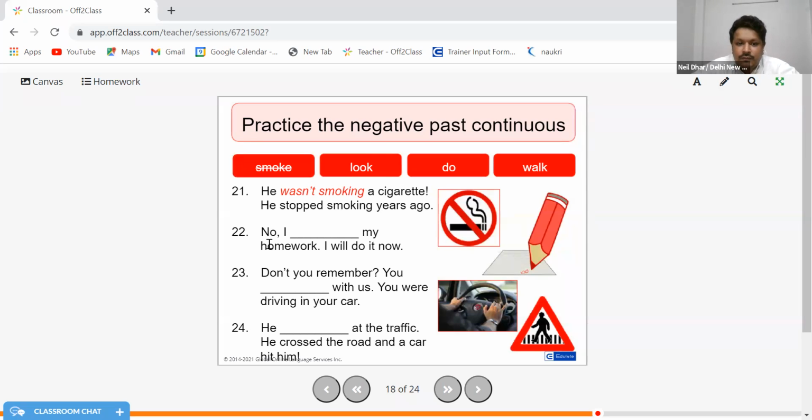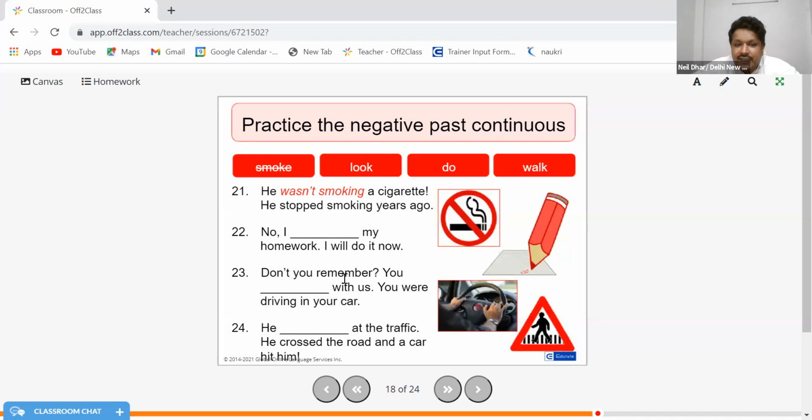Number 22. No, I wasn't doing my homework. I'll do it now. 23. Don't you remember? You weren't walking with us. You were driving in your car.